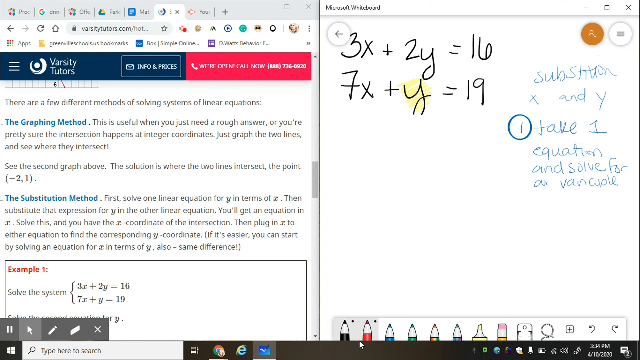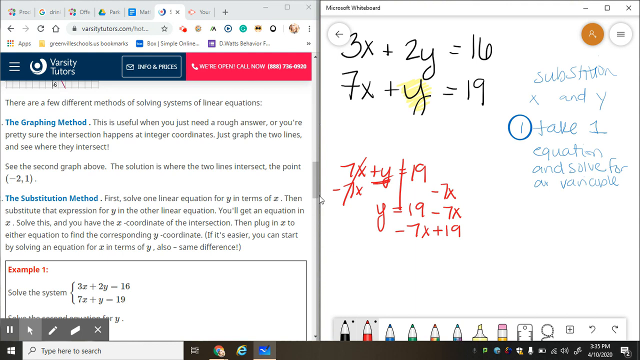There's no number next to it. So I'm going to grab 7x plus y equals 19, and I'm going to solve for y using the steps from the previous lesson. I'm going to subtract 7x on both sides, making sure I don't put those numbers together. And I have y equals 19 minus 7x. And you can write it as negative 7x plus 19. You can keep it either way, as long as you remember the negative goes with the 7.